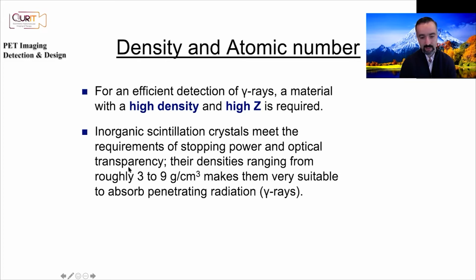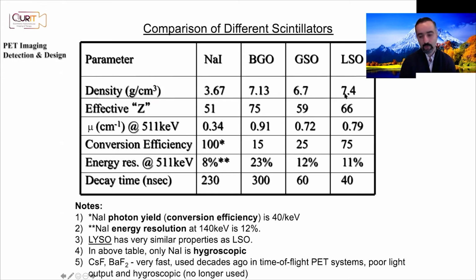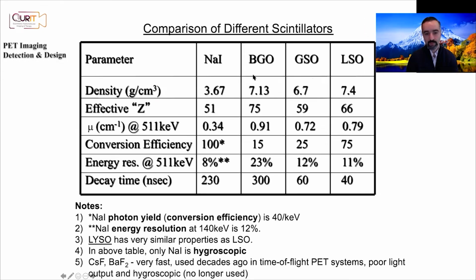Their densities are good, and they are suitable for absorbing penetrating radiation. We've shown this table a number of times before, but sodium iodide you see, and for PET scintillators, especially BGO was one of the exciting ones early on, and nowadays many vendors are using LSO, many researchers are using LSO. You see that it's more dense. The effective Z is somewhat higher.